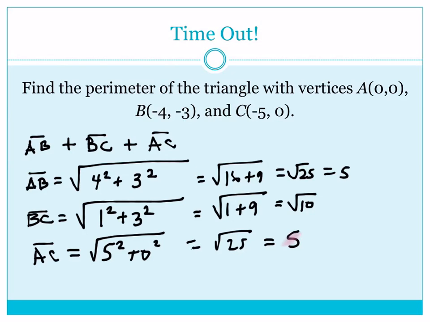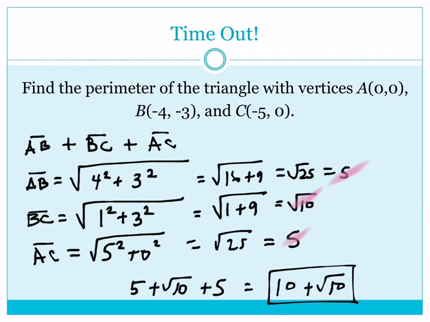And then we're going to add these three together. So we have 5 plus the square root of 10 plus 5, which would be 10 plus the square root of 10. That would be the perimeter of this particular triangle.